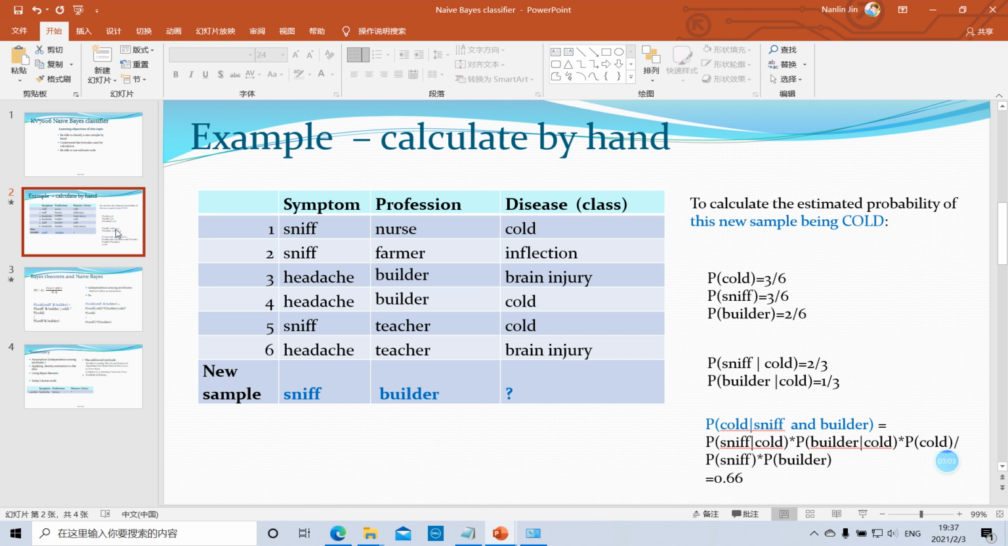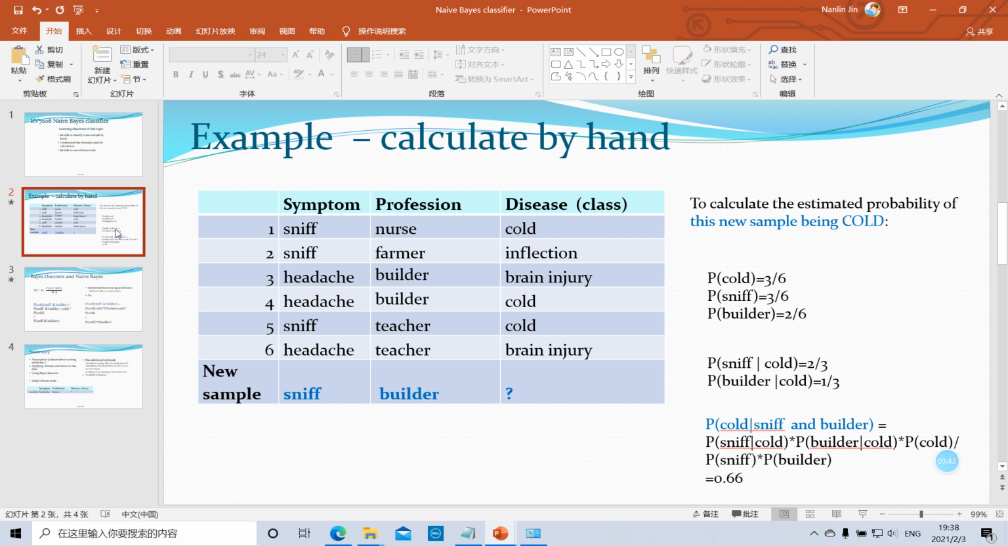So they have 4 probabilities. The new patient, a builder who has the symptom of sniff, could have a cold, infection or brain injury. So how are we going to calculate the probability of that? The probability of cold, the probability of infection, brain injury, based on these 6 records we have seen before. Then by doing so, we know which has the highest probability, what type of disease this patient has.